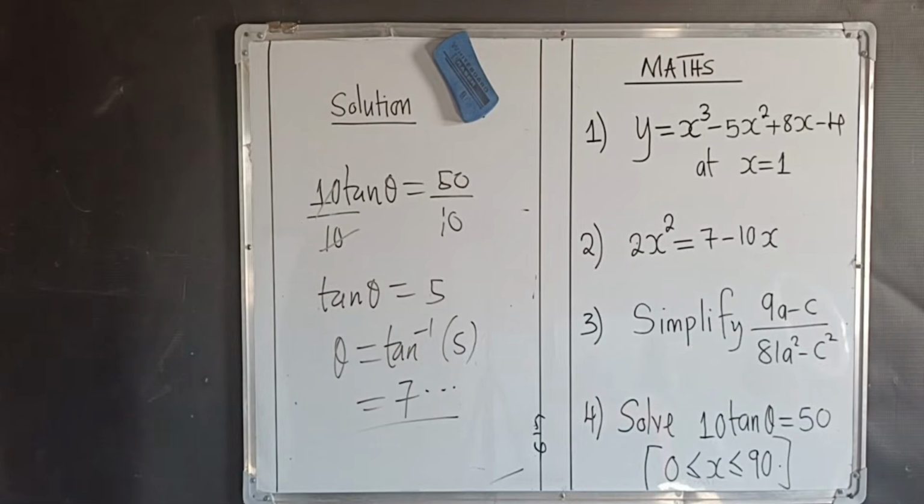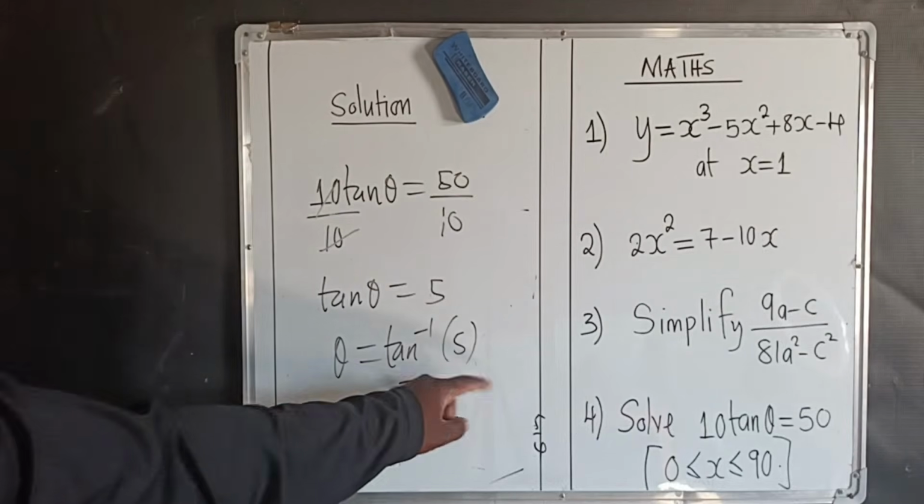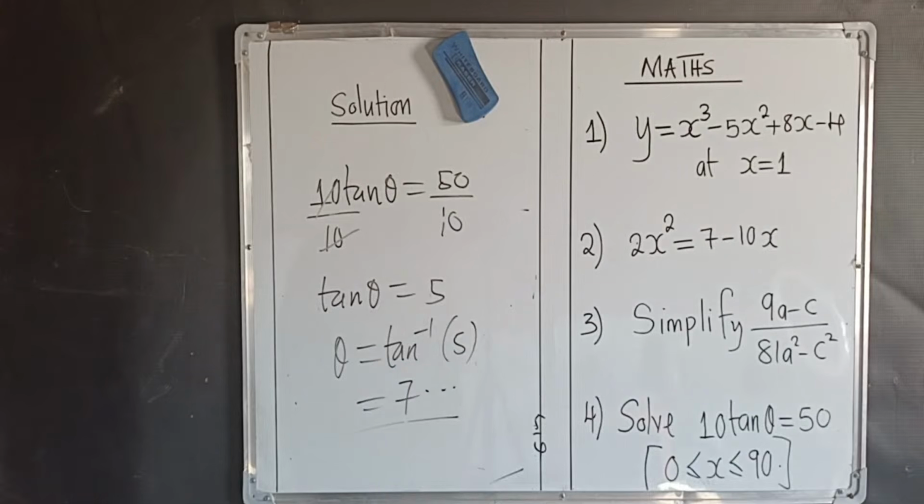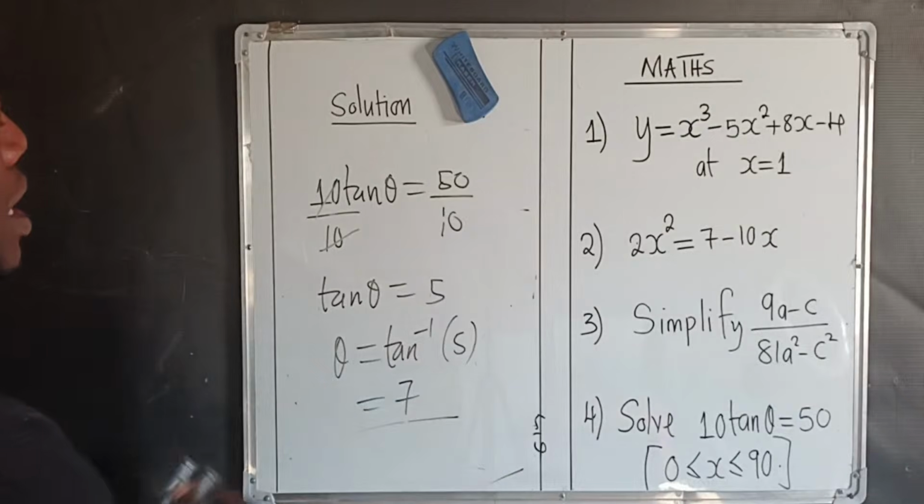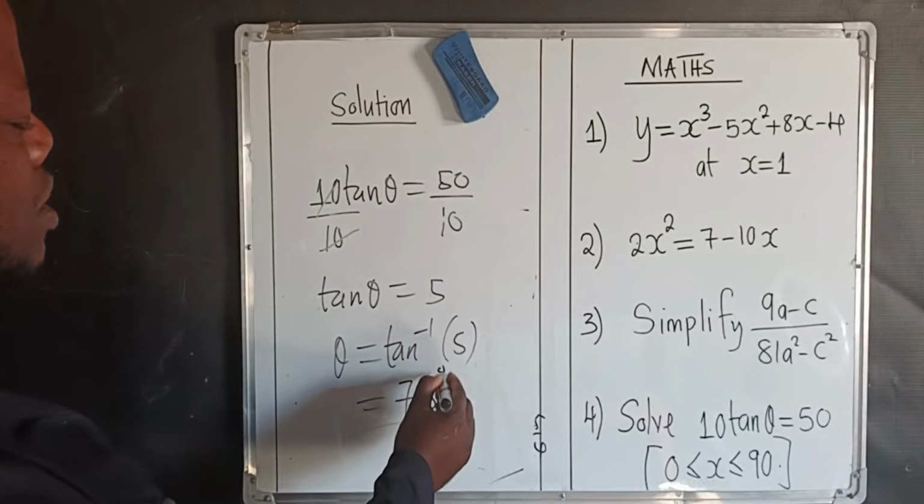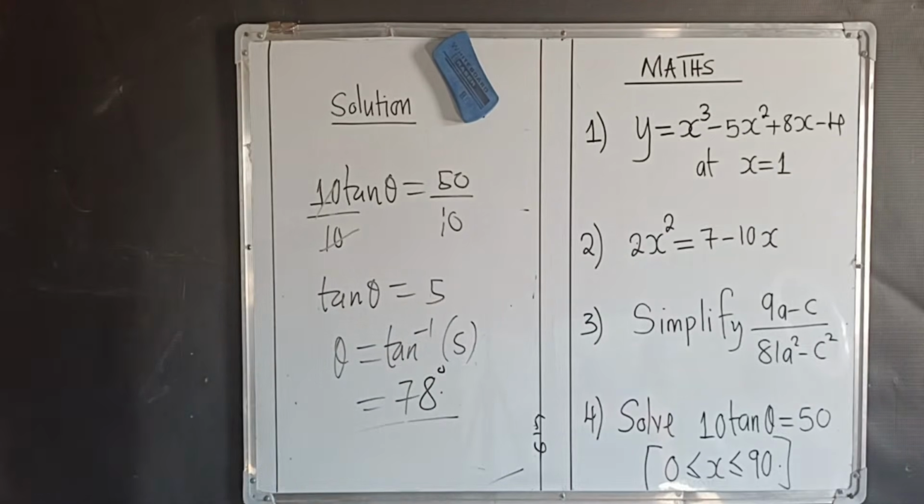What are you guys getting for this one? When you punch on your calculator, tan inverse of 5, what are you getting? Somebody to punch for me if you've got a calculator, so that I can do a clear explanation. Anybody here? Okay, 78. Yeah, I can see somebody has commented 78. So this is 78 point something degrees. Yeah, 78.7.